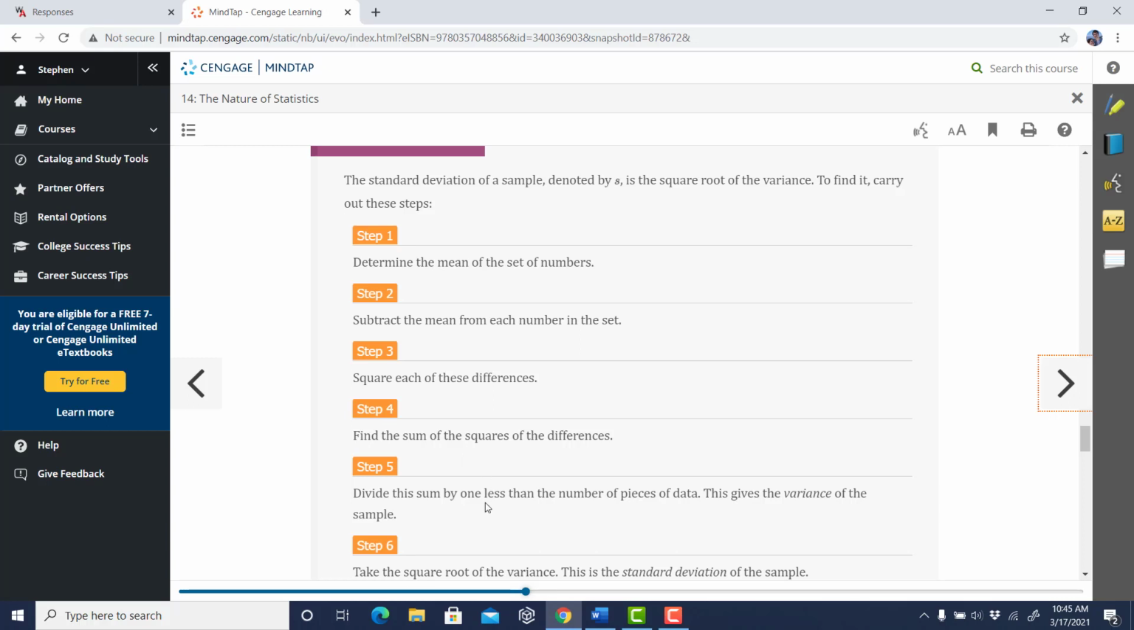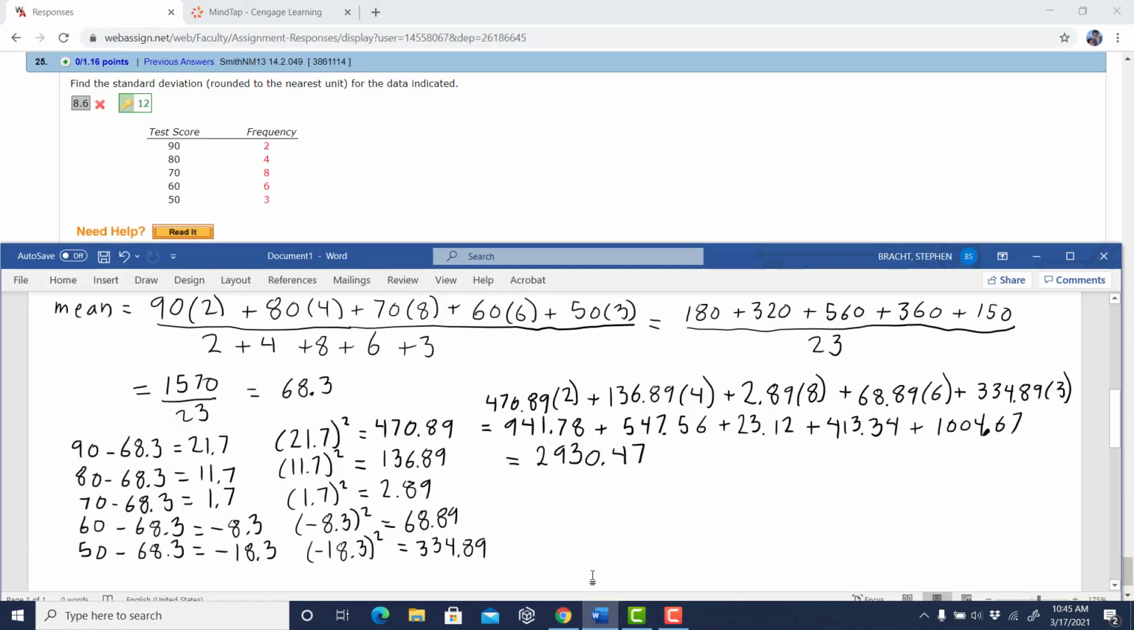of the differences. Step 5, divide this sum by one less than the number of pieces of data. This will give us the variance of the sample. So let's do that. Here's my sum. When we found the mean, we determined there's a total of 23 pieces of data, right? So I want to divide by one less than that. So it would be 2930.47 divided by 23 minus 1, or 2930.47 divided by 22, which equals about 133.203.